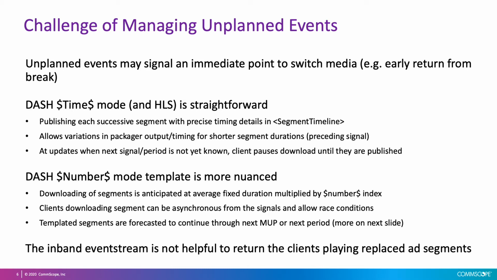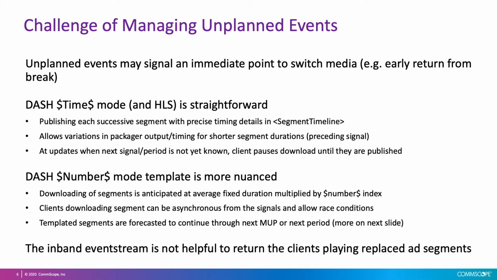So the challenge of unplanned events are that they indicate immediate transitions to take place in switching media. The best example of this is a sports program, where there's a timeout on the field that causes the program to cut away to a commercial break. But then something can suddenly happen on the field that may be significant to the viewers, so they want to cut back to the sports program. So someone pushes a button, which essentially sends an immediate signal to abort the commercial and return early at that point back to the sports program.